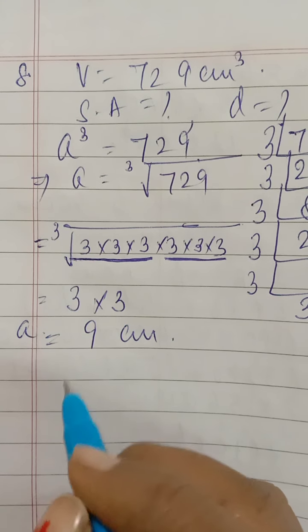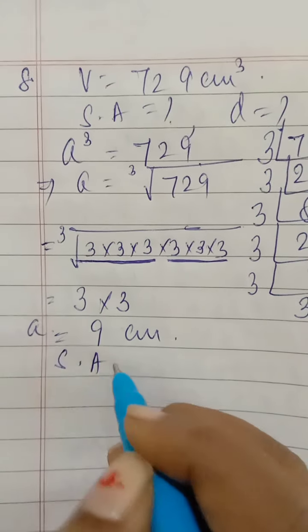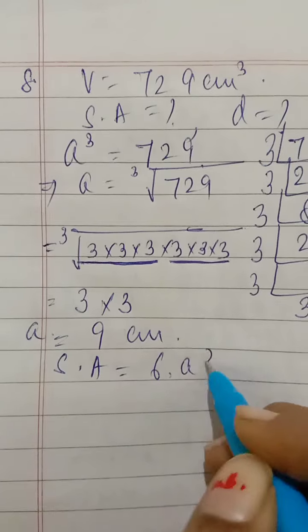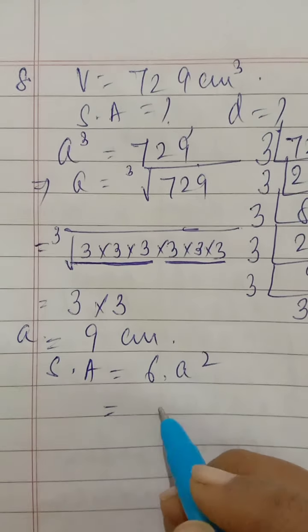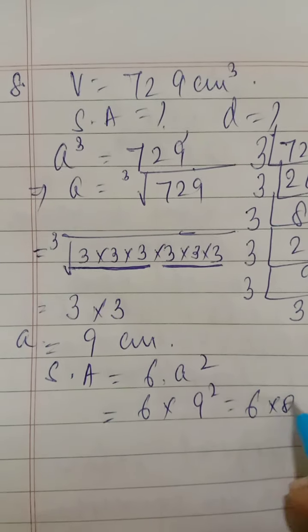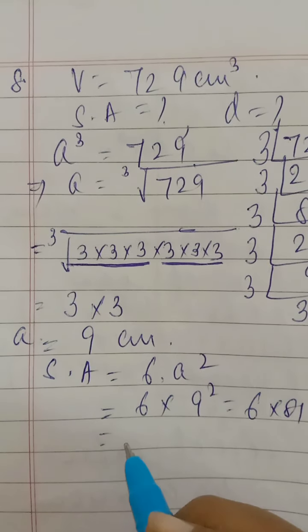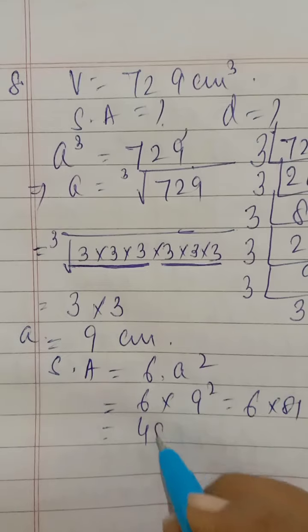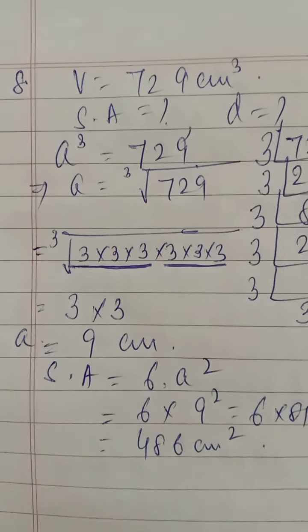Now we have to find the surface area. Surface area, we know, is 6a². So it's 6 into 9 squared, that is 6 into 81. So 6 into 81 is 486 cm².